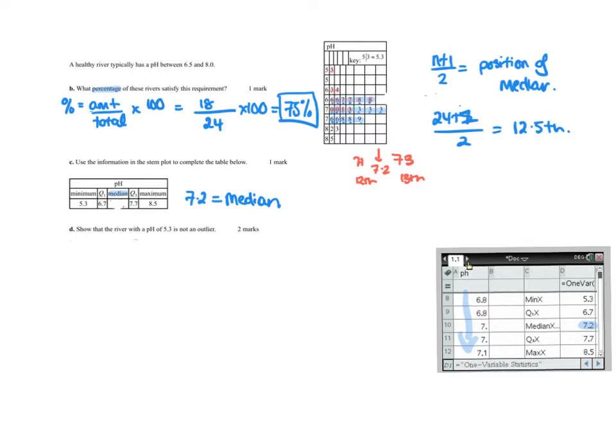You have to decide which one's quicker. You might look at other questions further ahead. Is it going to be worth putting the list in, because you need other things anyway?